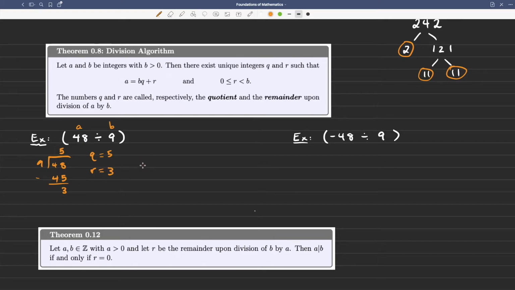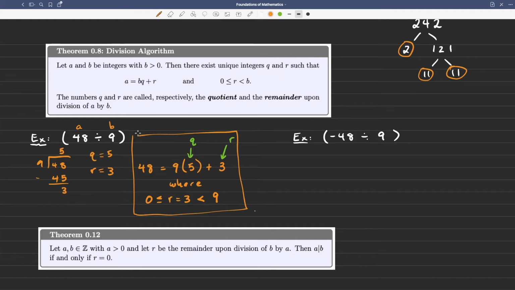And in fact, the number that you're dividing into, the dividend, 48, can be written as 9 times the quotient, which is 5, plus the remainder 3. So 5 here is your quotient, 3 here is your remainder. And notice that the remainder here satisfies the inequality that it's supposed to satisfy. The remainder is between 0 and 9, strictly less than 9. So the division algorithm guarantees that you can always do this.